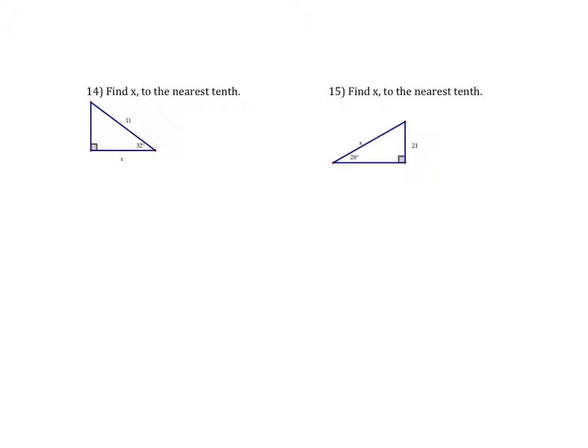Okay, in 14 and 15, we have more trig. So 32 degrees is our angle. We have to find the length of that side, x. That's the adjacent side to our angle of 32, and 11 is the label on the hypotenuse. Adjacent over hypotenuse leads us to cosine. So we would write the cosine of 32 degrees equals x over 11.